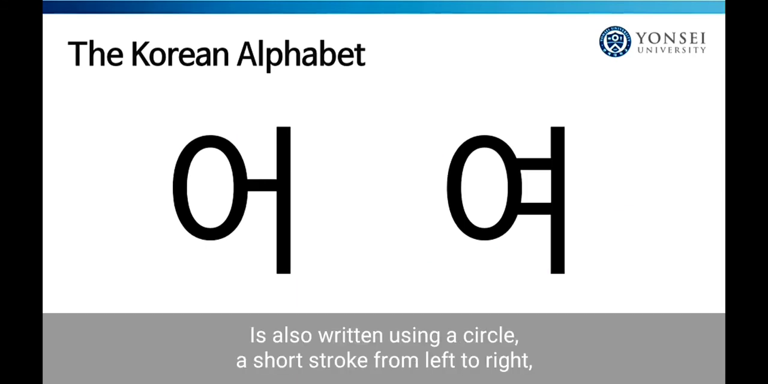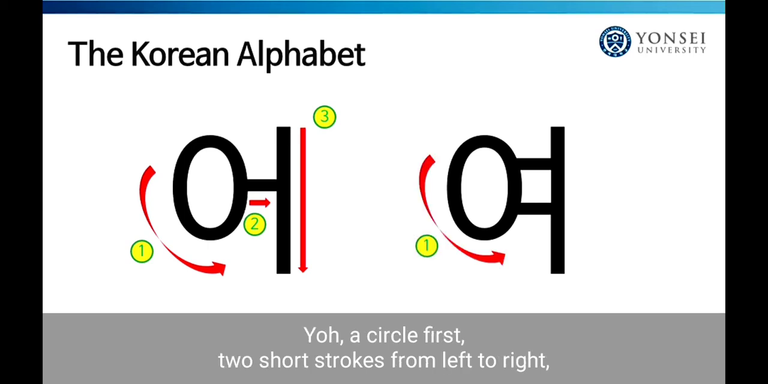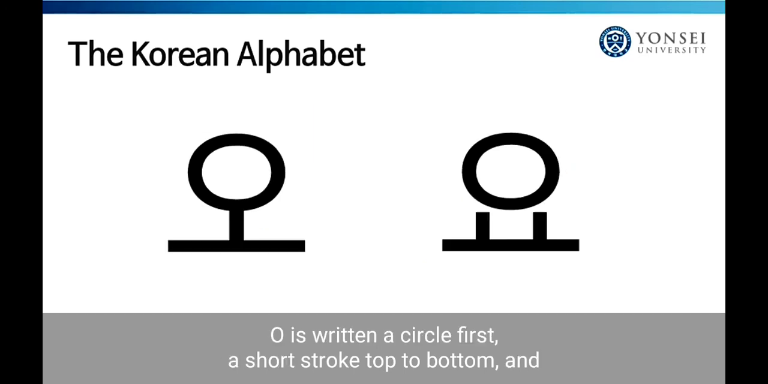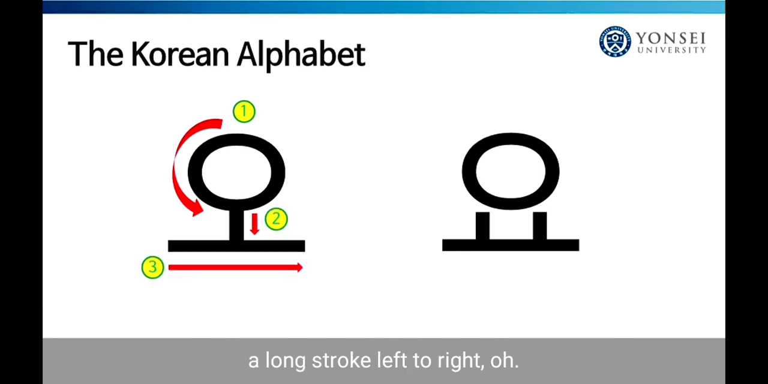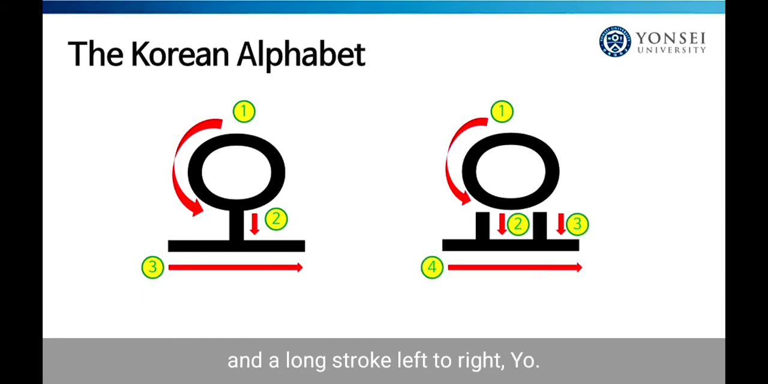O is also written using a circle, a short stroke from left to right, and a long stroke top to bottom. O. Yo is a circle first, 2 short strokes from left to right, and a long stroke from top to bottom. Yo. O is written with a circle first, a short stroke top to bottom, and a long stroke left to right. O. Yo, a circle first, 2 short strokes top to bottom, and a long stroke left to right. Yo.